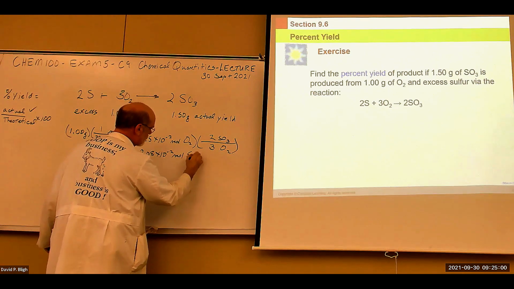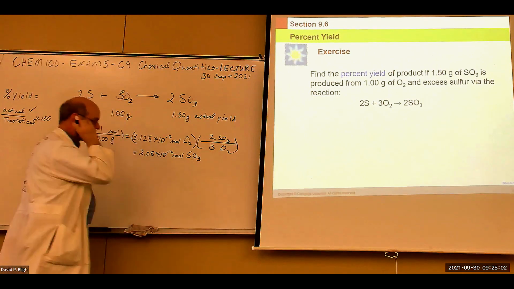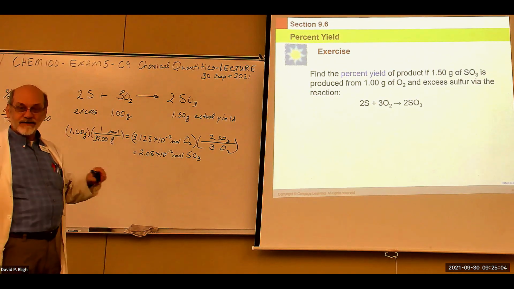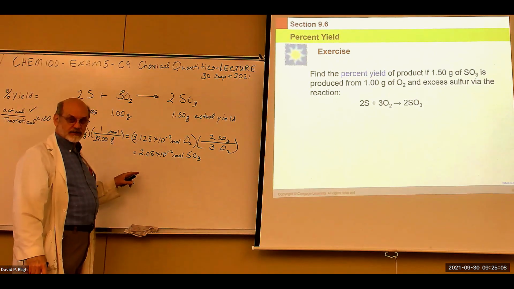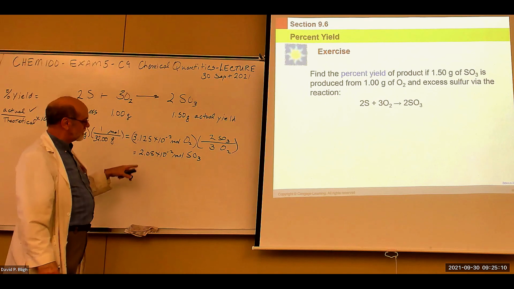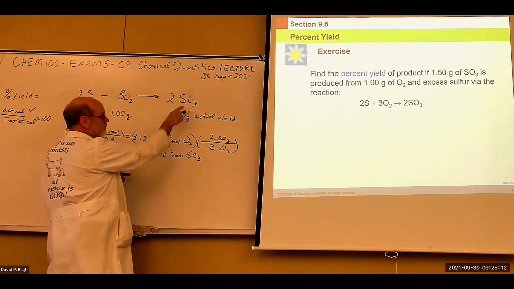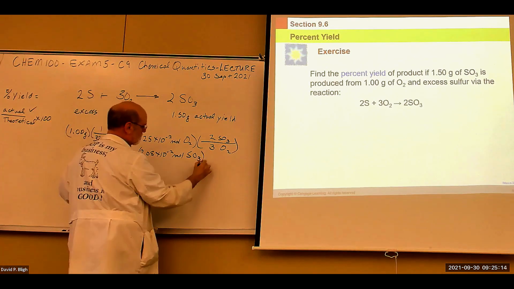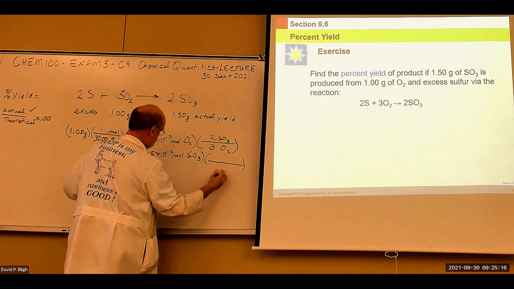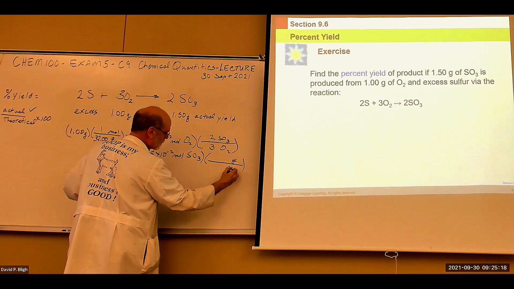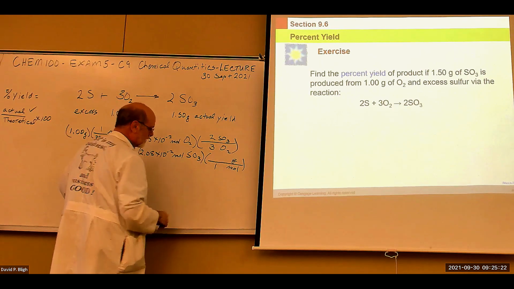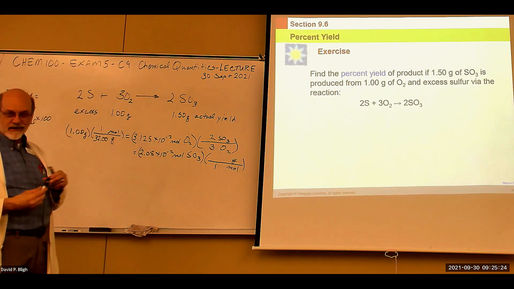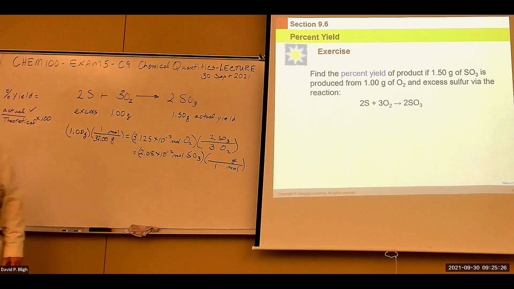Of sulfur trioxide. Now to find the theoretical or 100% yield of this reaction, we have to convert that back to mass. Grams per mole, right? Moles cancel, leaves us with grams. So what's the molar mass of sulfur trioxide? We have to add it together.